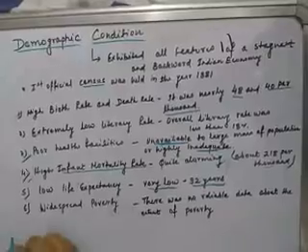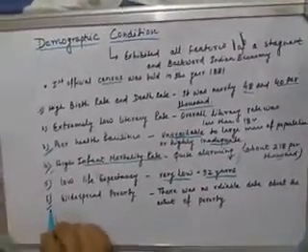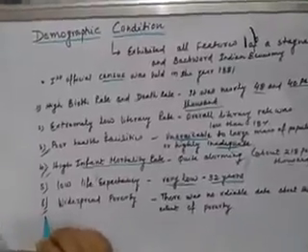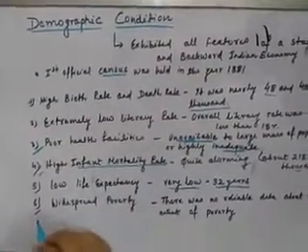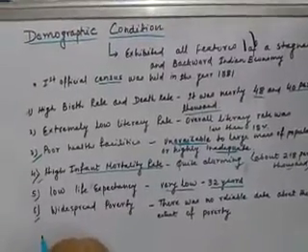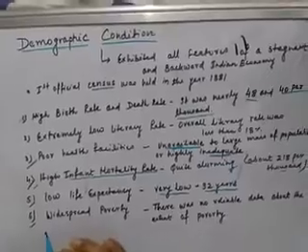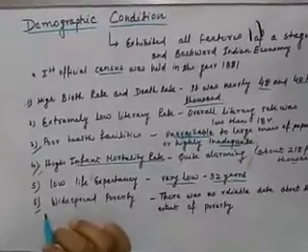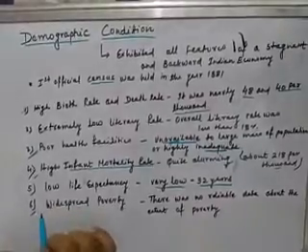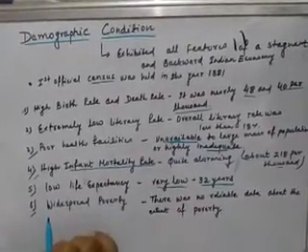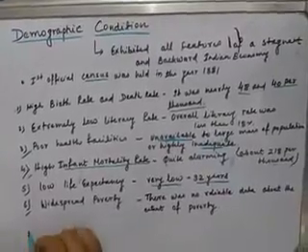Next one is widespread poverty. Though we have no reliable data showing the extent of poverty in our country at the time of independence, there is no doubt that extensive poverty prevailed in India during the colonial period. The overall standard of living of common people in India was very low, and there was widespread poverty in our country.